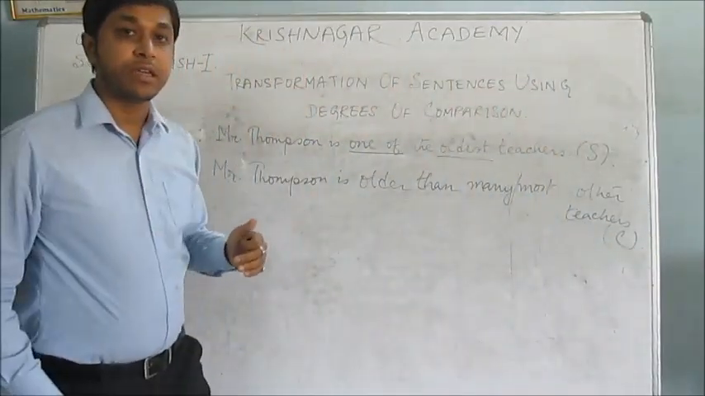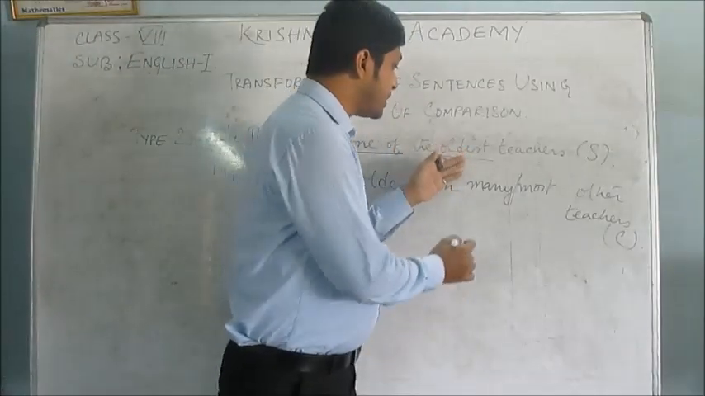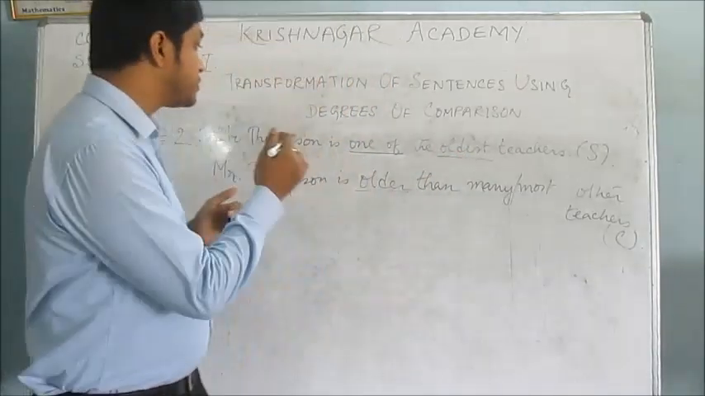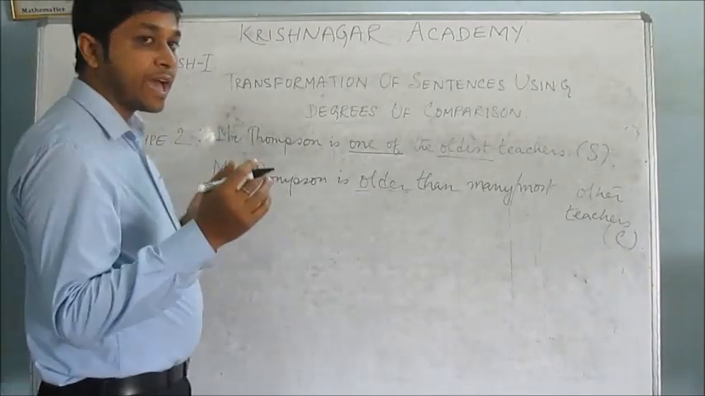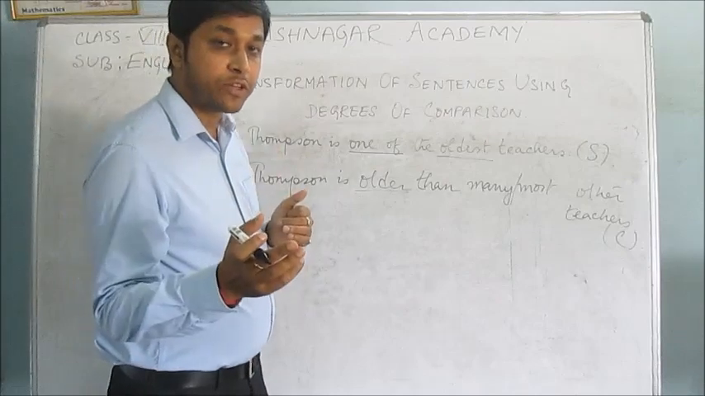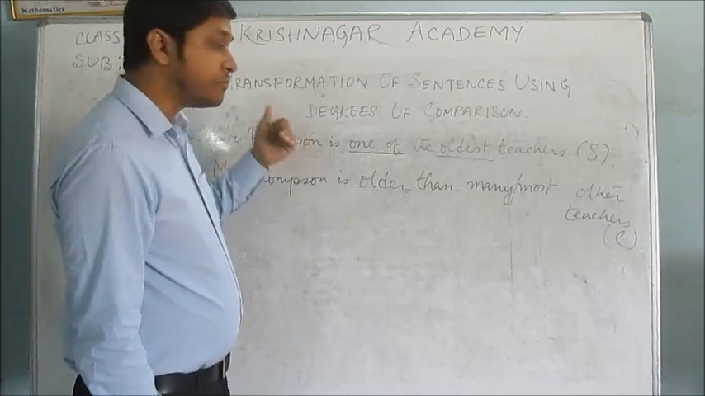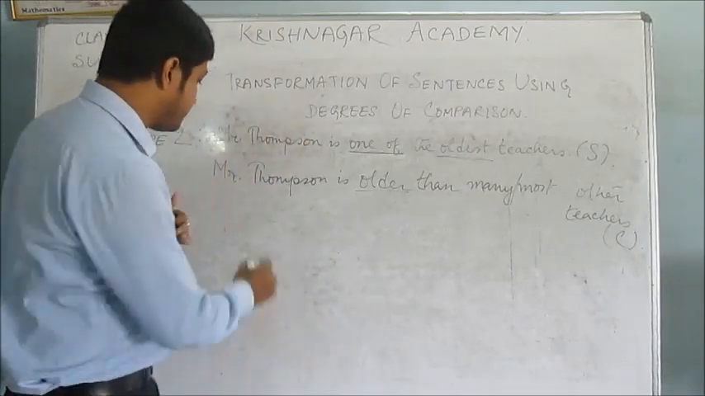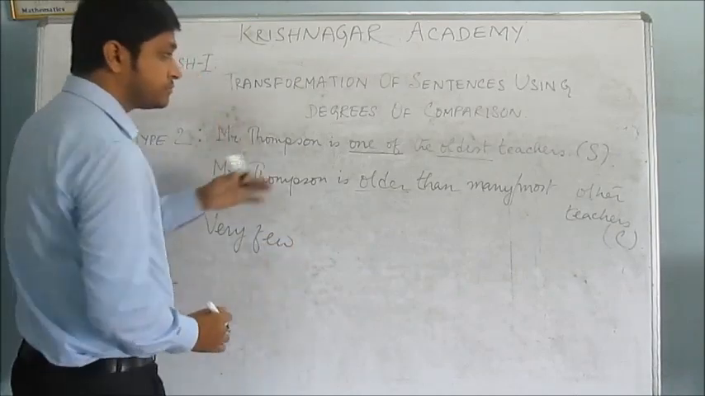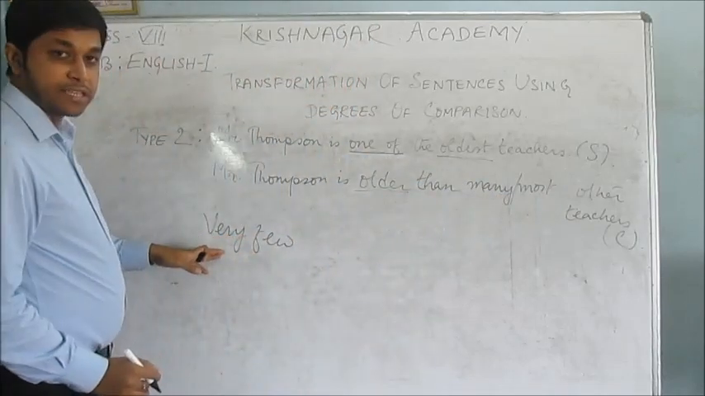Now how to do it in the positive degree? The positive form of the word oldest and older is old. Now to transform it into the positive degree, we have to begin the sentence with very few. Why very few? Because the sense of one of has to be brought in positive form. Very few. The sense of one of. The sense of many other, most other is explained.